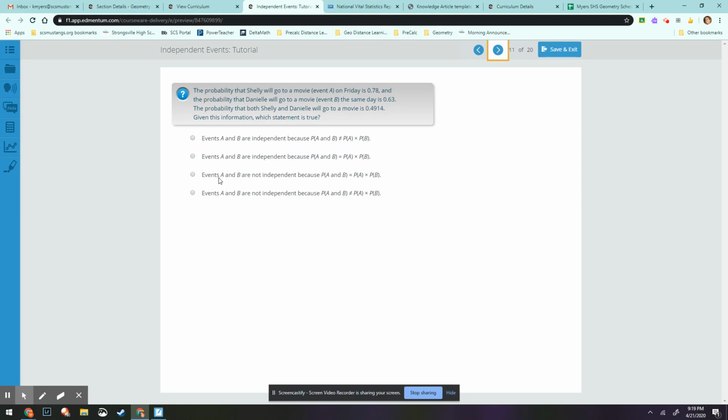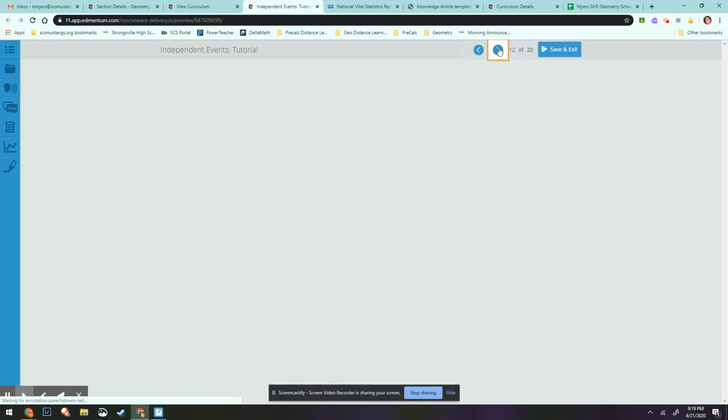I'm going to rule out these last two, and it's going to be this option right here. They are independent because when you multiply the individual probabilities, you get the compound probability. Okay. And that's for independent events.